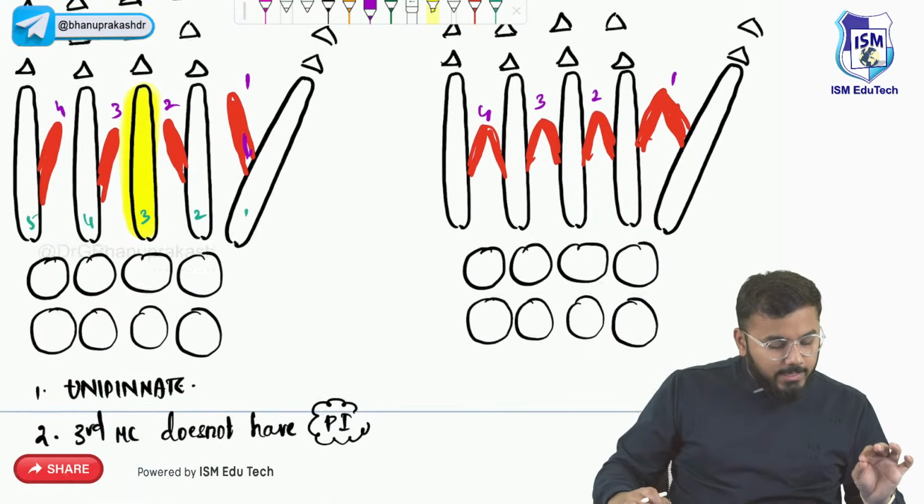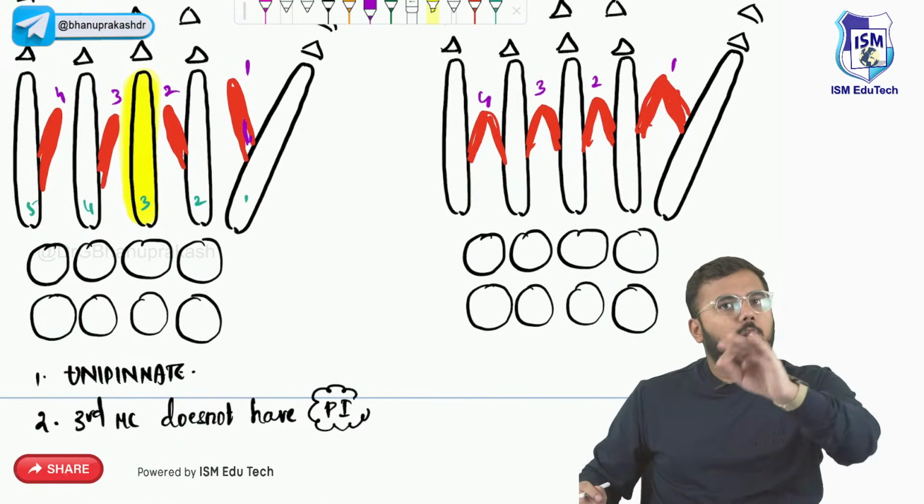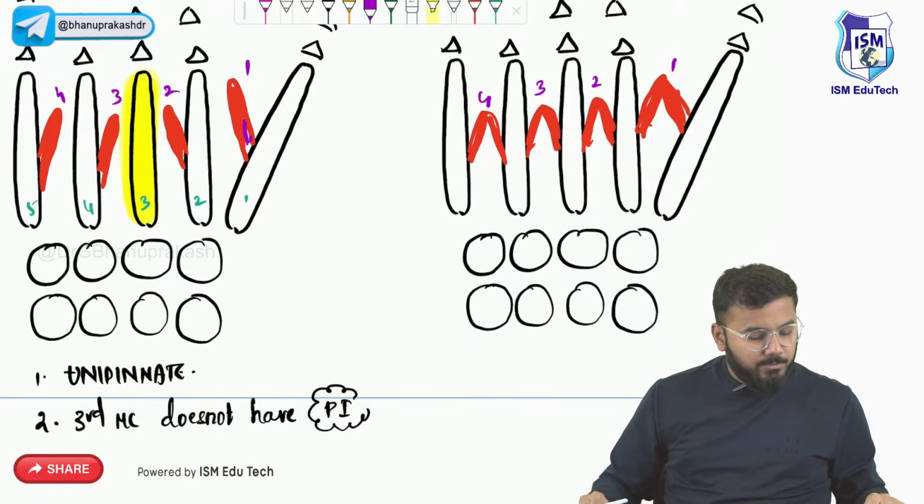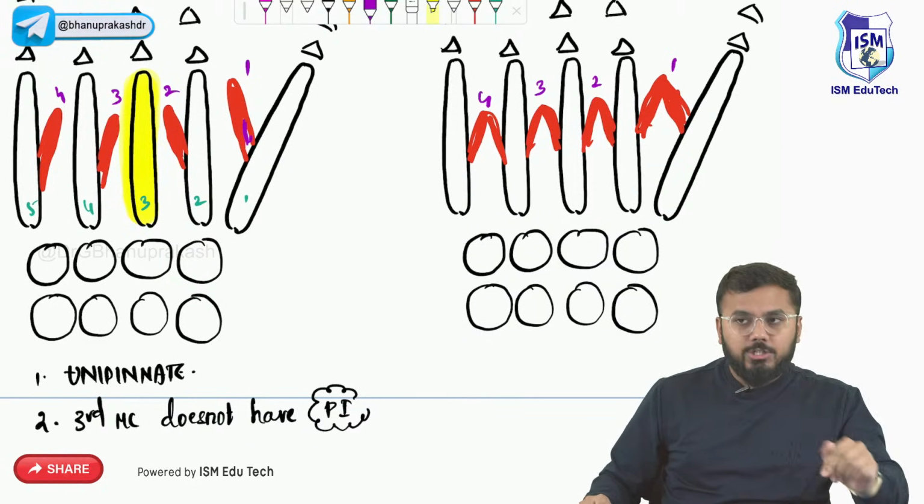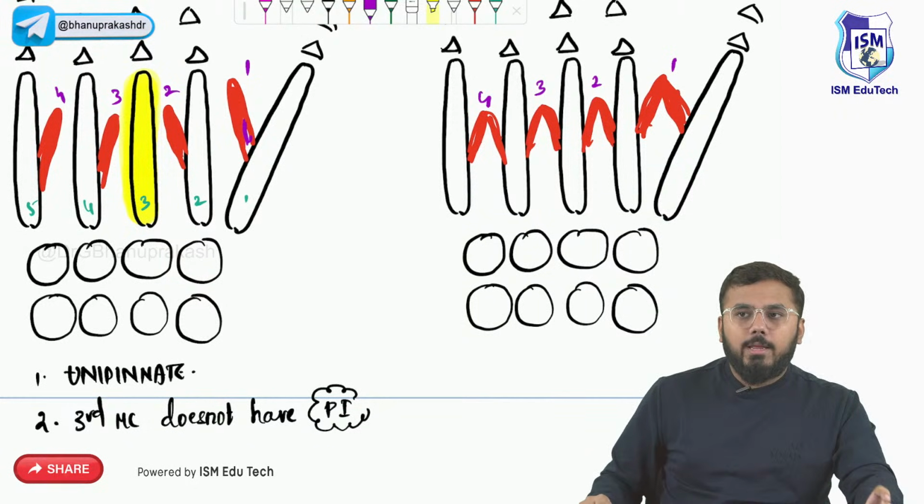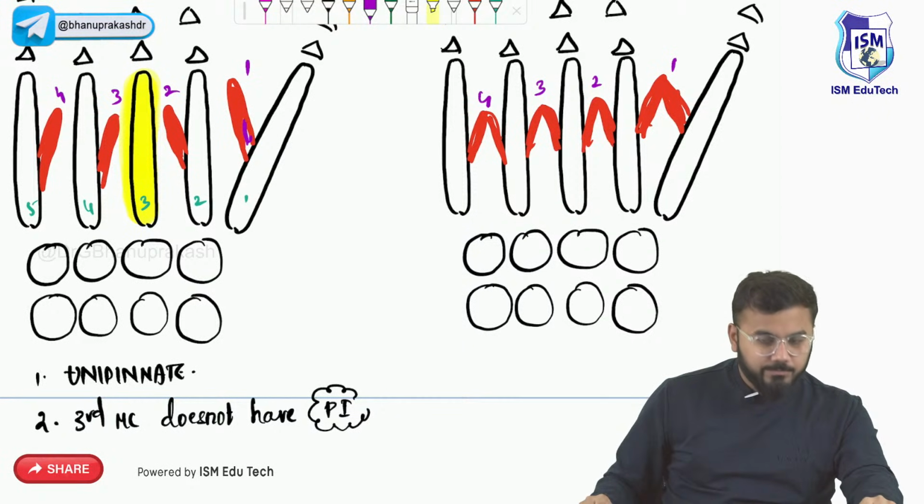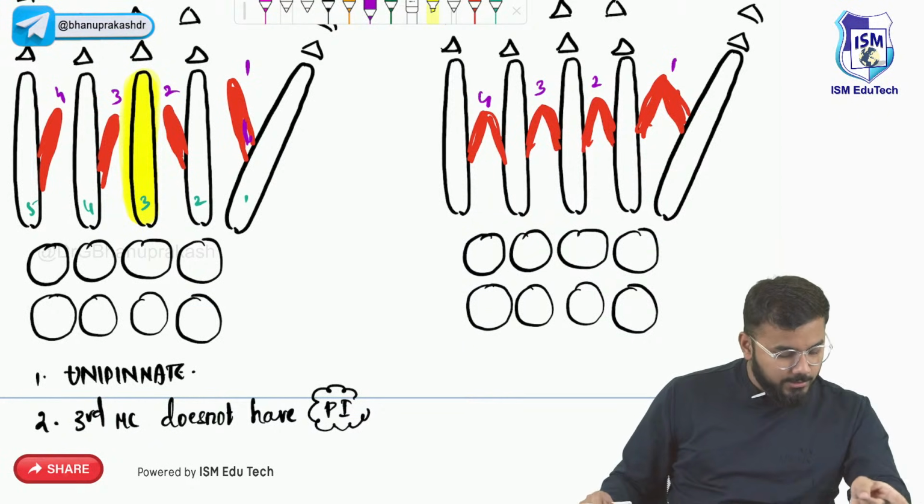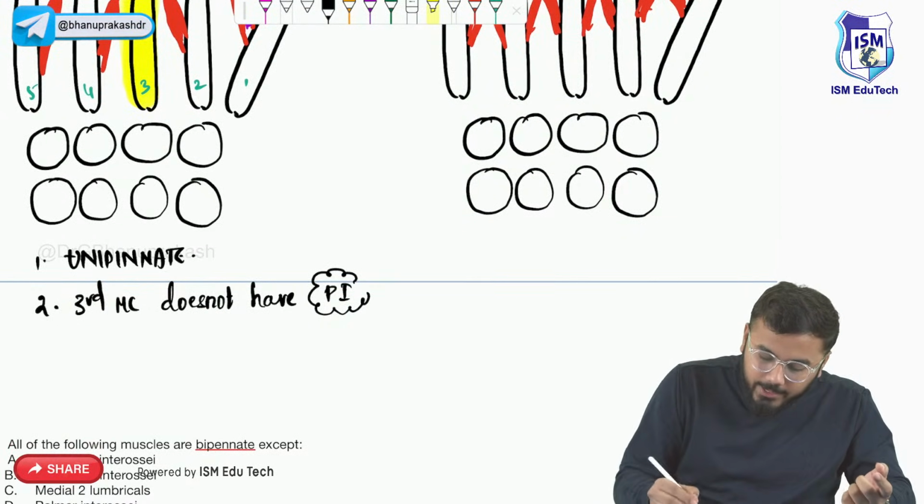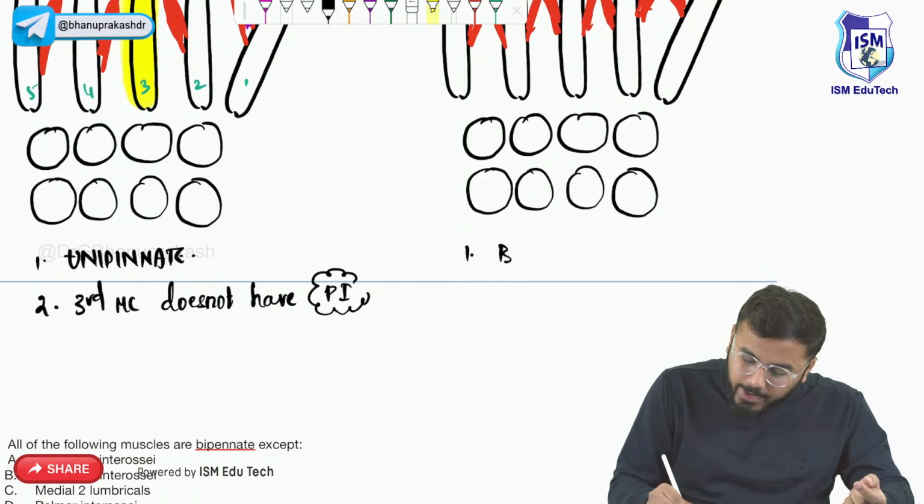Now tell me, is dorsal interossei a unipinnate or bipinnate muscle? Anyone? Very good. Shweta, very good. Dorsal interossei are bipinnate muscles.